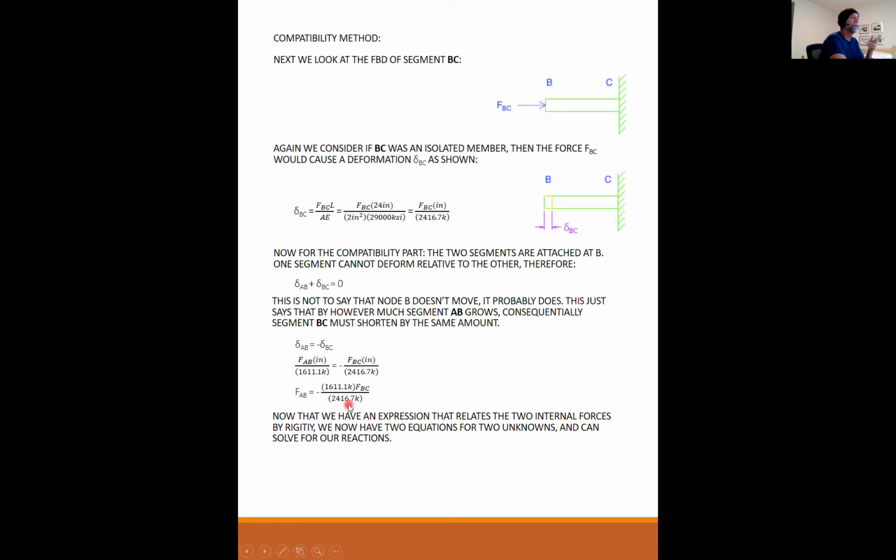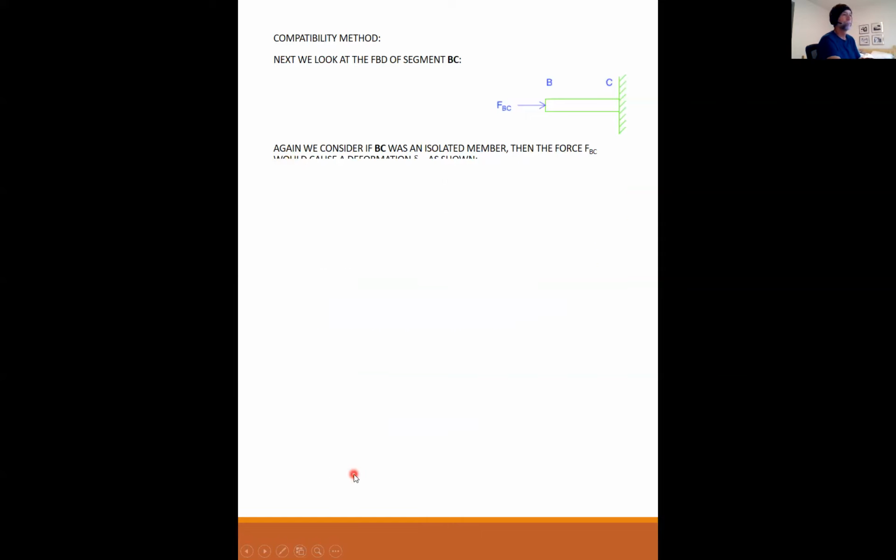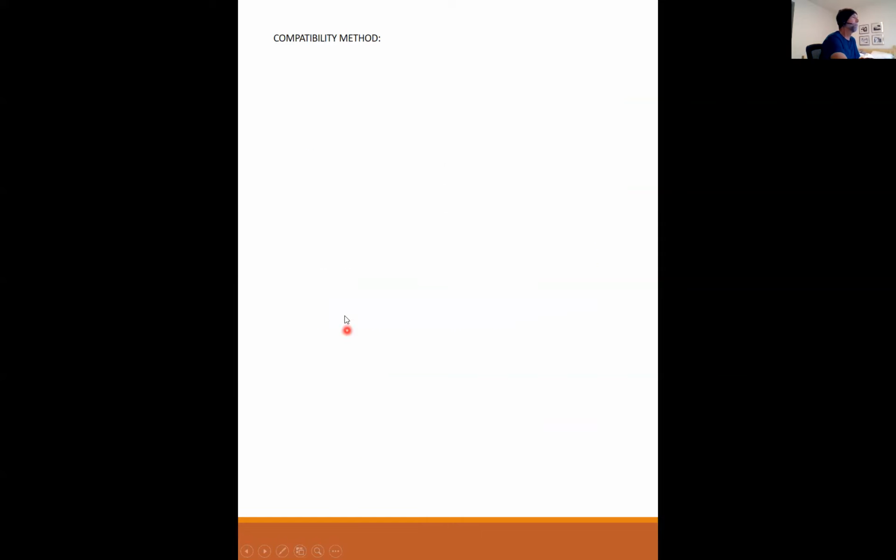Now I have an expression that relates the two internal forces by rigidity. Now I have two equations for two unknowns, and now we can solve for our reactions. The first equation, of course, is summing the forces in the x direction equal to 0. The second equation is this one that we just derived that relates in a proportion. FBC is proportional to FAB. Okay, so that's where we left off last time. Any questions?